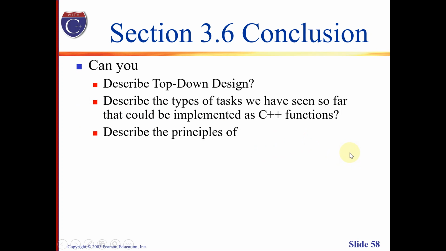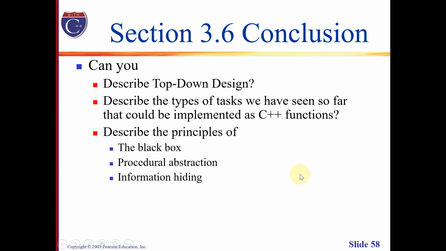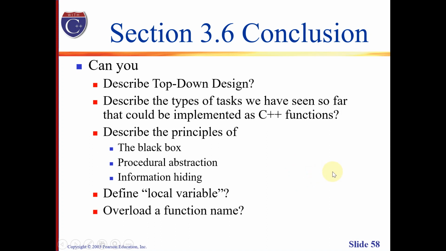We were also able to understand the principles of black box, procedural abstraction, as well as information hiding. Also, we were able to see the difference between local variables, global constants, as well as global variables. And finally, we were able to understand function overloading, as well as how to properly use overloading and some things that we need to remember when we are dealing with overloaded functions.